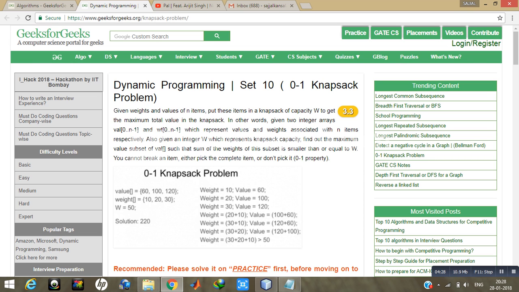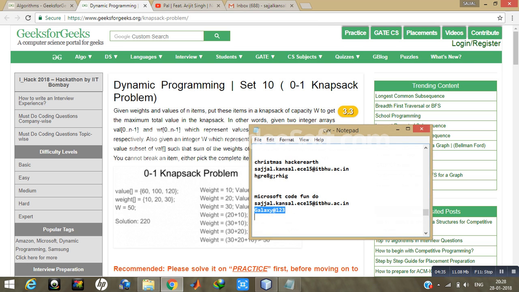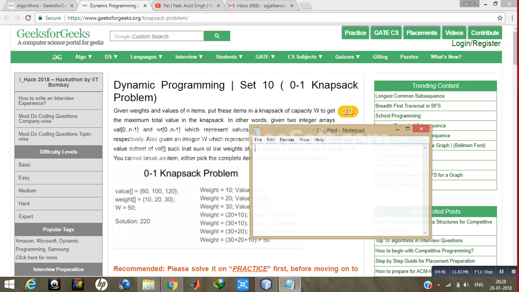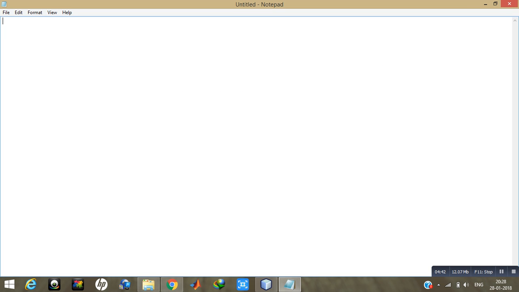Let's come to the notepad. Sorry guys, I need to reopen the notepad. Okay guys, let's assume that we are given a capacity of value 50. I'm just taking a small example here, because every time you are solving some problem, try to take a small example. It is easy to think with the help of a small example.